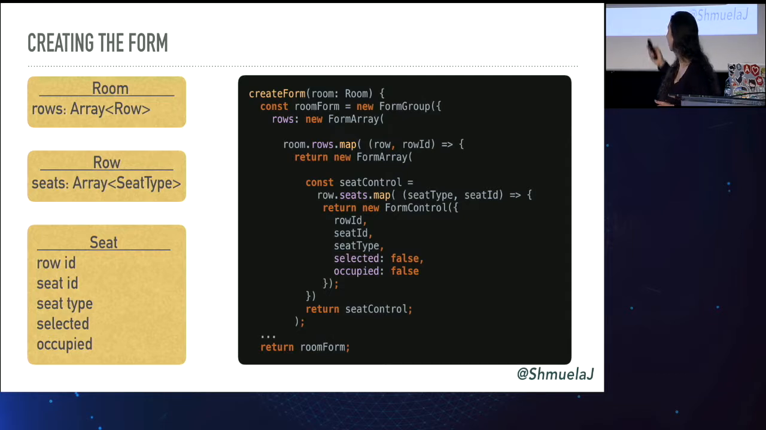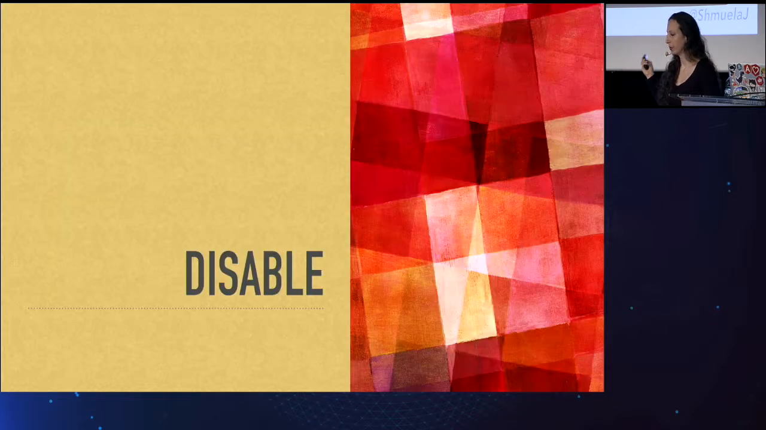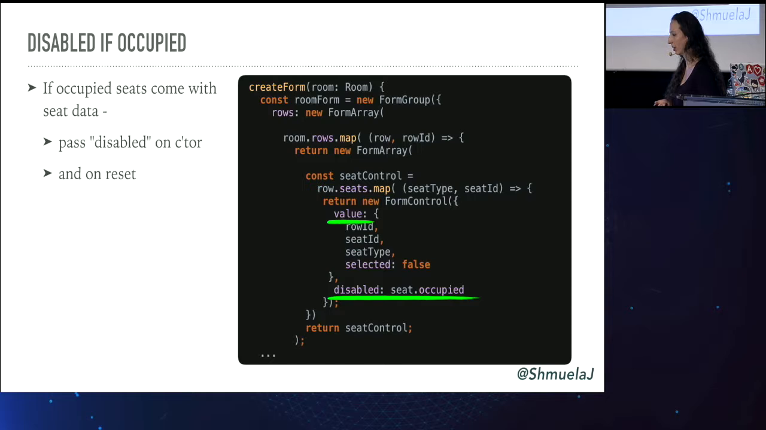And now we have this occupied false value there, but we actually don't really need it, because whenever the seat is occupied, we just disable it. And the disabled flag, we can get it from the form control. So how do we disable a seat if it's occupied? So when we create the form, if we get the data of the occupied seats, then we can right away set them here when we create the control by using, instead of passing to the form control only the value, we pass an object that contains the value and the disabled flag.